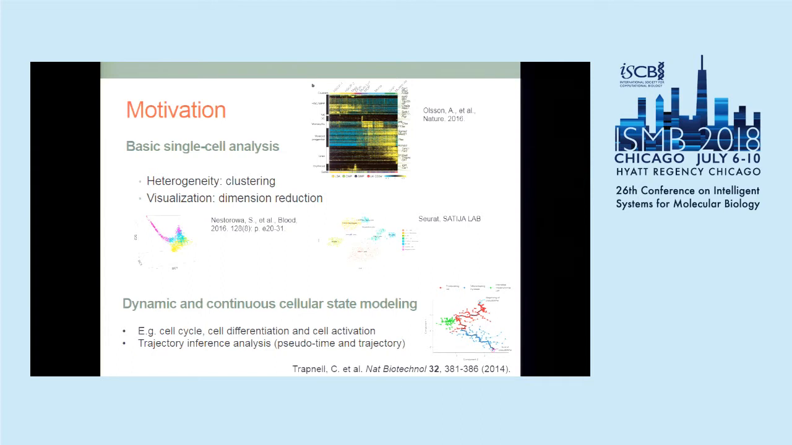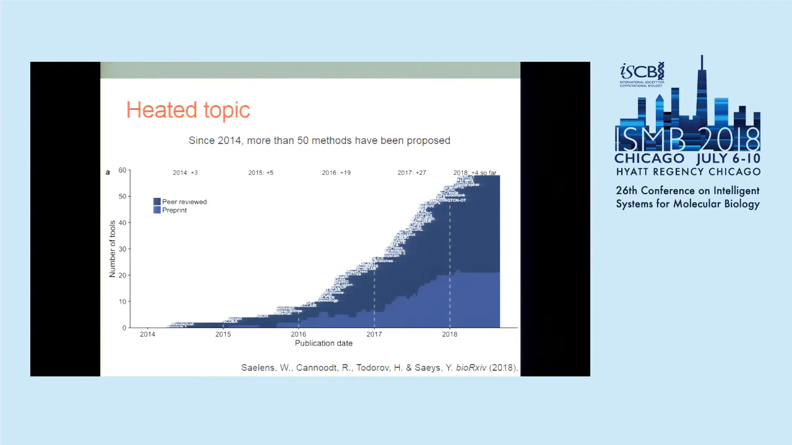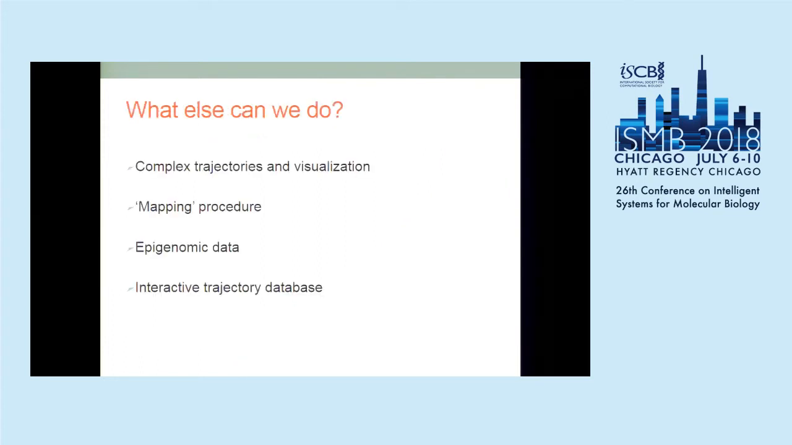There are 2 important concepts here: trajectory and pseudotime. The trajectory basically describes the individual cell's progress through differentiation, and the pseudotime measures how far the cells have gone from the beginning point. It has been a heated topic since 2014. More than 50 methods have been proposed. So what else can we do here?